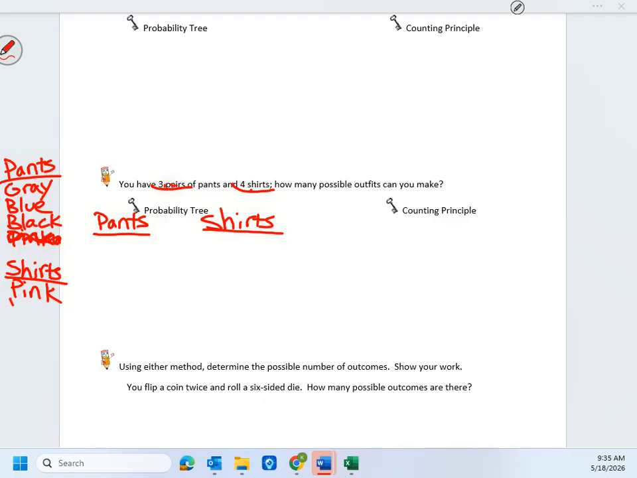Claire. Yellow. Michael. Purple. And Haley. Green.